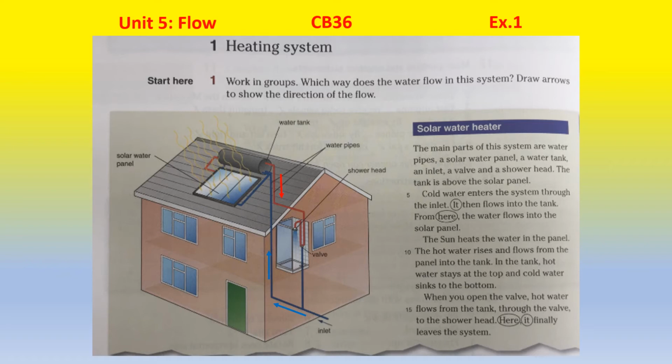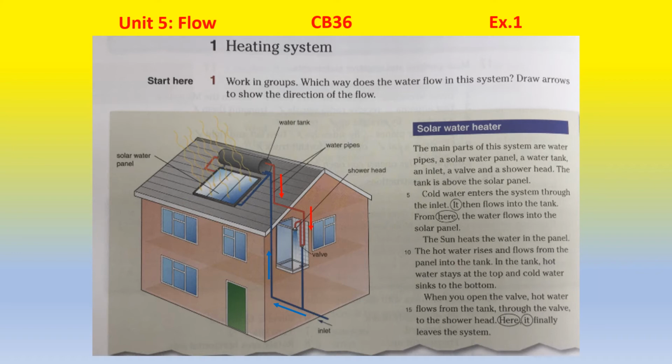Then the sun heats the water in the panel. The hot water rises and flows from the panel into the tank. In the tank, hot water stays at the top and cold water sinks to the bottom. When you open the valve, hot water flows from the tank through the valve and the shower head. Here, it finally leaves the system.